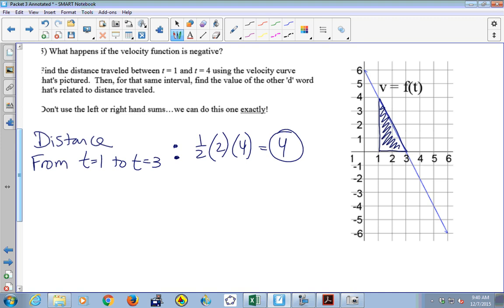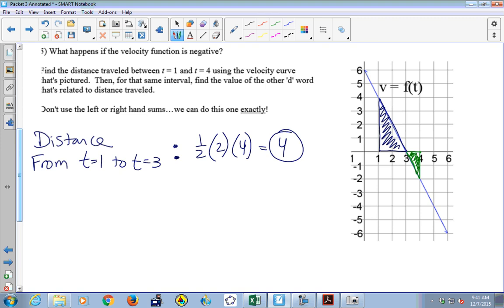Okay, now the car or whatever we're tracking here continues moving, right? It just puts it in reverse and backs up or something. Okay. So we want to go until 4. So from 3 to 4 it just drives in reverse. Okay, we're still counting that as distance traveled.